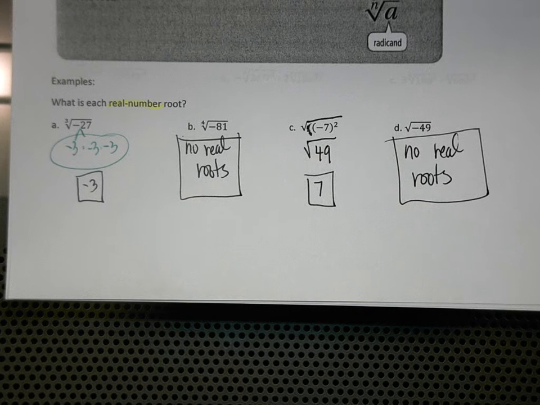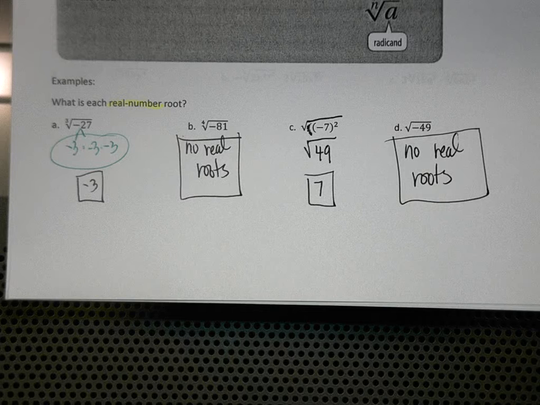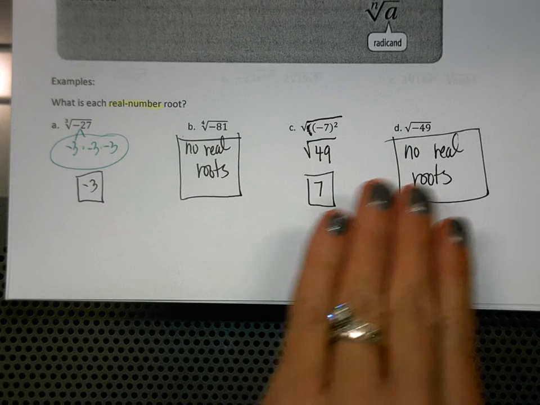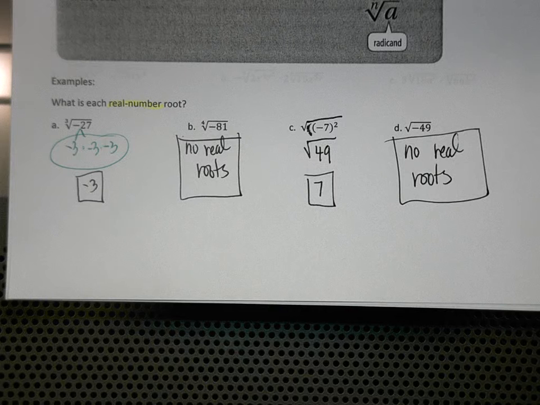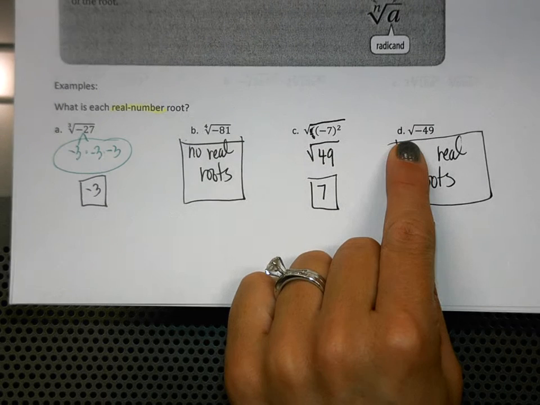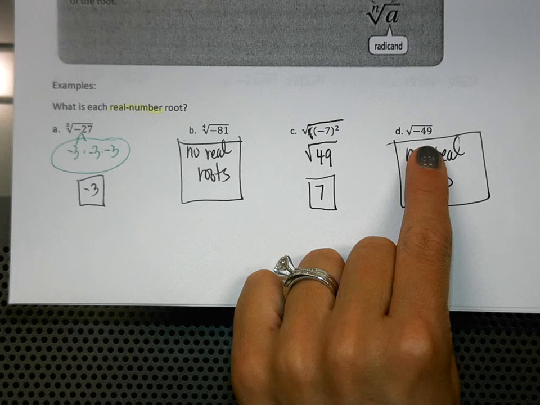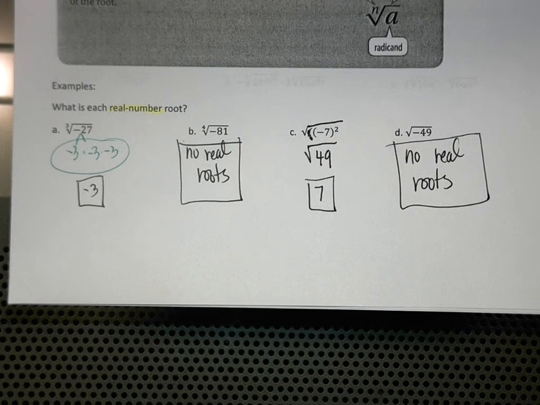Does everybody have this? Are we ready to move on? Are there questions before we move on? Wait, so why is it... It's an even index because it's a square root and there's a negative inside. So that would actually be an imaginary number and we're only talking about real numbers. Okay? All right.